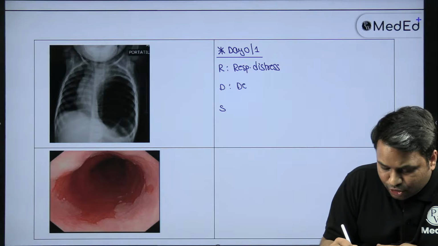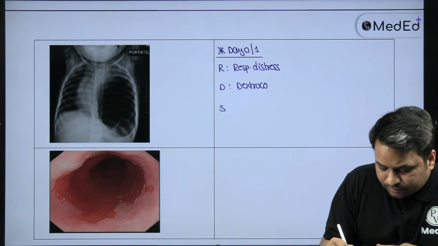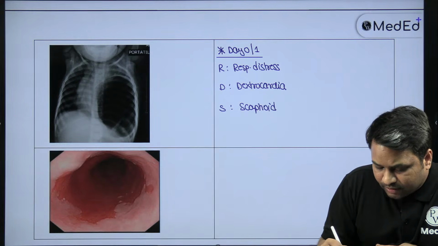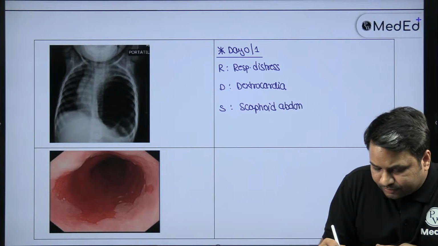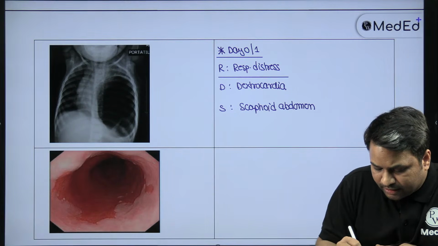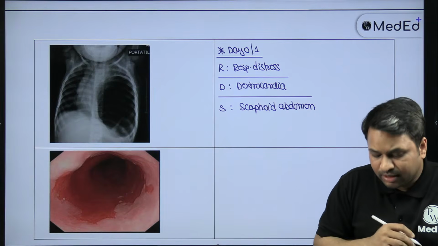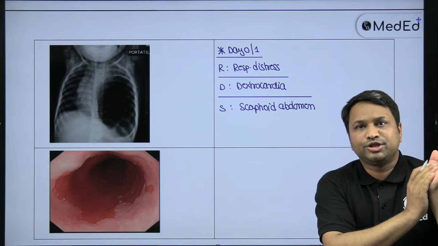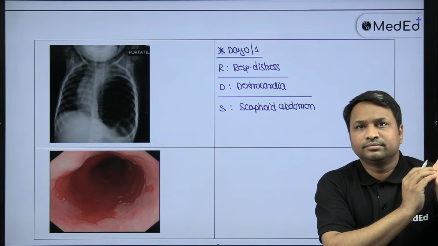There is dextrocardia and there is scaphoid abdomen. So the presentation is respiratory distress, dextrocardia and scaphoid abdomen, right?